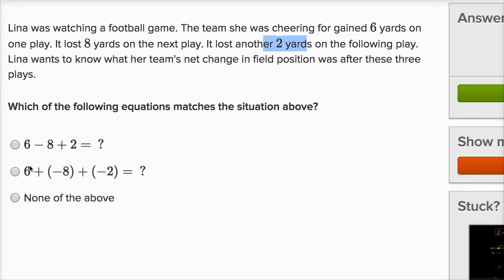So this would be equivalent to 6 minus 8 minus 2. Or another way to think about it, they gained 6 yards. Then they lost 8 yards, and then they lost another 2 yards. So definitely go with that one.